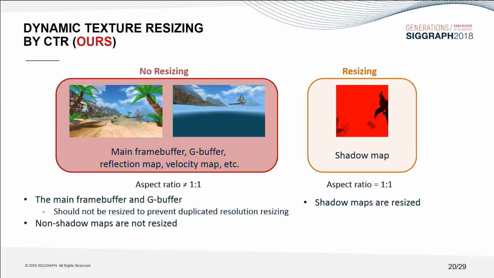The main frame buffer and G buffer should not be resized in order to prevent duplicated resolution resizing. If we resize these two types, we will see the duplicated resolution resizing. So our choice is no resizing for non-shadow maps, and only shadow maps will be resized.